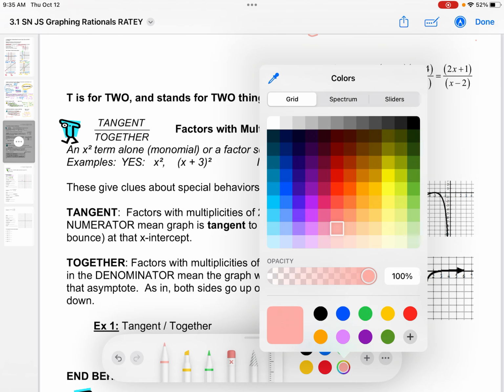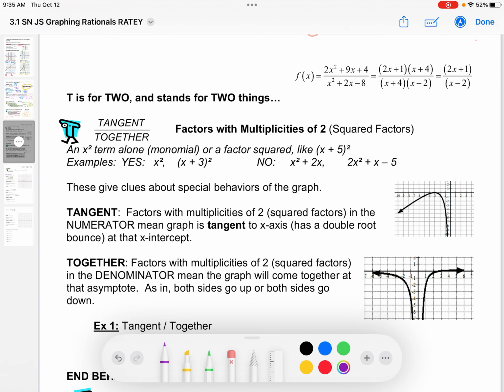Now, let's go to the top of page 3. Tangent and together. T is for two things. Tangent, together. It's in that order on purpose. Tangent is on top because it involves the top. Together is on the bottom because it involves the denominator. Okay? So, tangent and together happen with multiplicities of 2. That word multiplicities is how many factors of it exist. So a multiplicity of 2 means a squared factor.